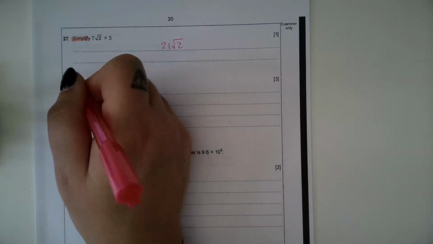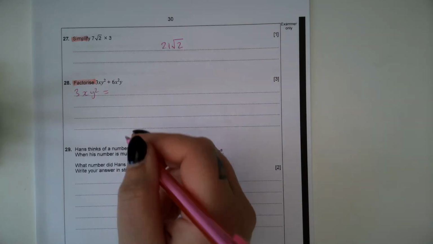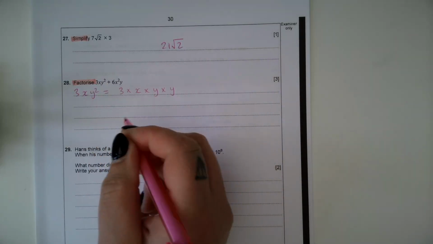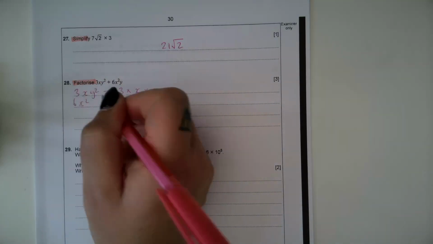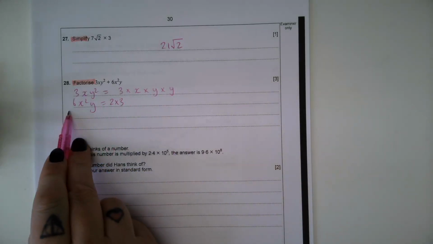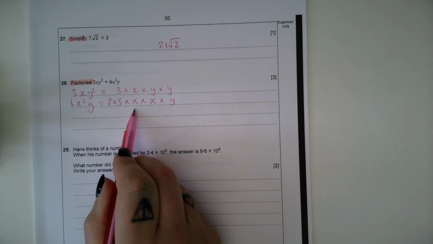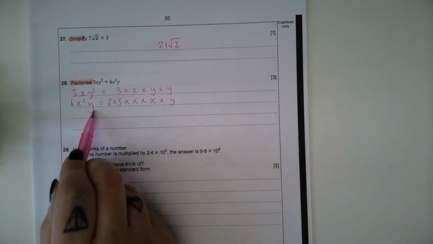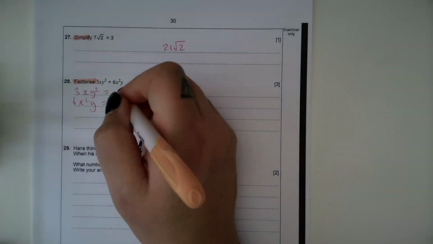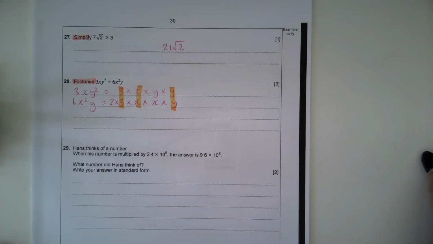the highest common factor. So what I'm going to do is split these numbers up. So this could be written as 3 times x times y, and then 6x squared y could be written as 2 times 3, because that's my 6, times x times x times y. So x times x is my x squared, y is my y. Now we're going to identify what they have in common, okay? So they have 3 in common, x in common, and then a y in common.